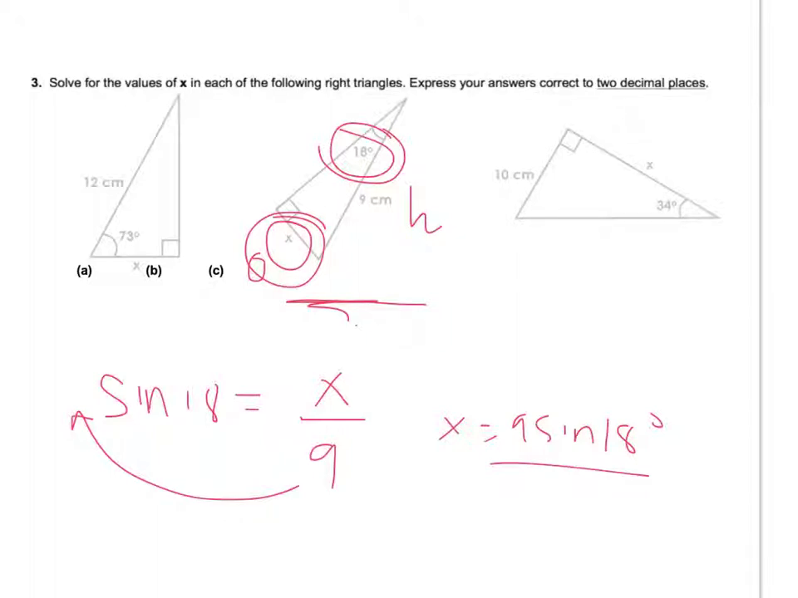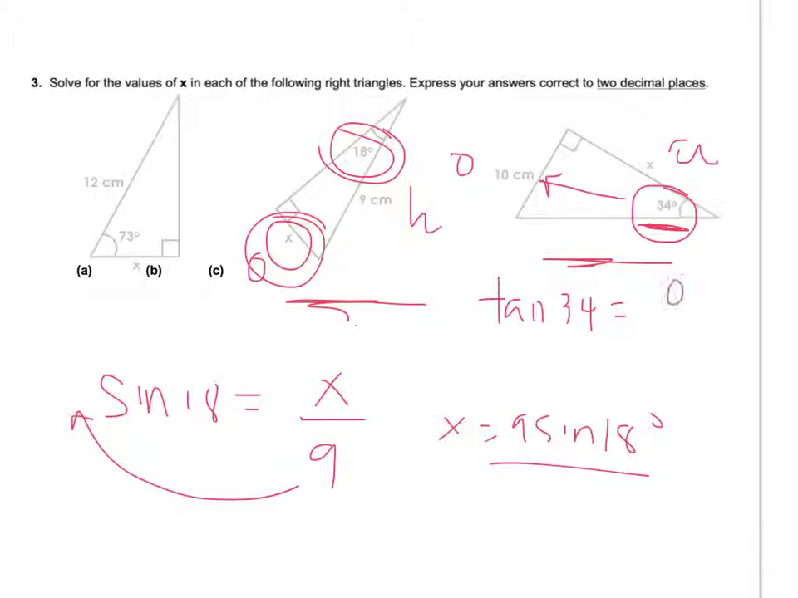Finally, the third one, locate the angle. If this is the angle given, what do you call the side 10? Opposite. Adjacent. TOA. So tangent of 34 must be equal to opposite, which is 10 over x. Now be careful with the last one. The x is in the denominator.